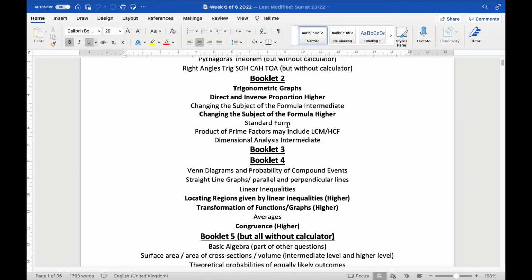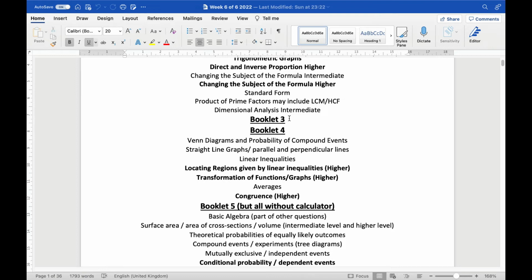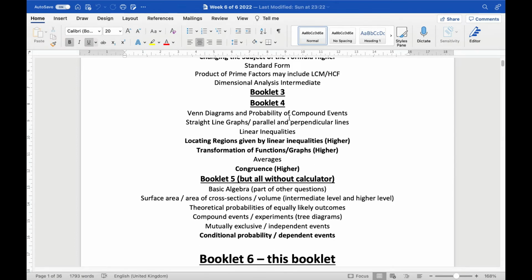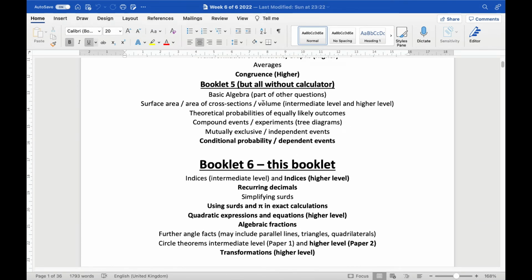Booklet 2 is all non-calculator. Nothing in booklet 3 that I think you need to revise for paper 1. Booklet 4 again is all non-calculator. The bold things are higher tier. Booklet 5 is a bit of a mix. It's a calculator paper, but there are quite a few things in there that could come up in non-calculator. Again, we'll talk through some of those.